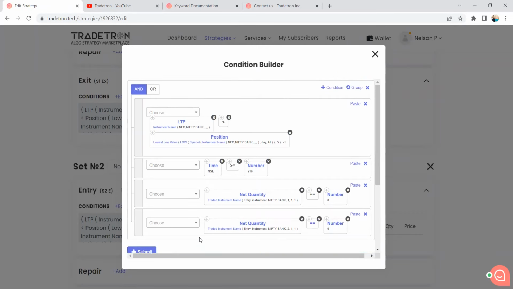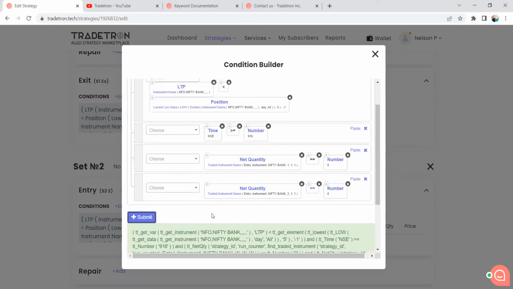So yeah, this is basically the entry condition for the short position, where the current market price is lower than the lowest low value of the past 5 trading days. That is, if today is Friday, then Thursday, Wednesday, Tuesday, Monday, and last Friday. So for the last 5 trading candles, if the current LTP is below that, then only this particular short trade will enter.